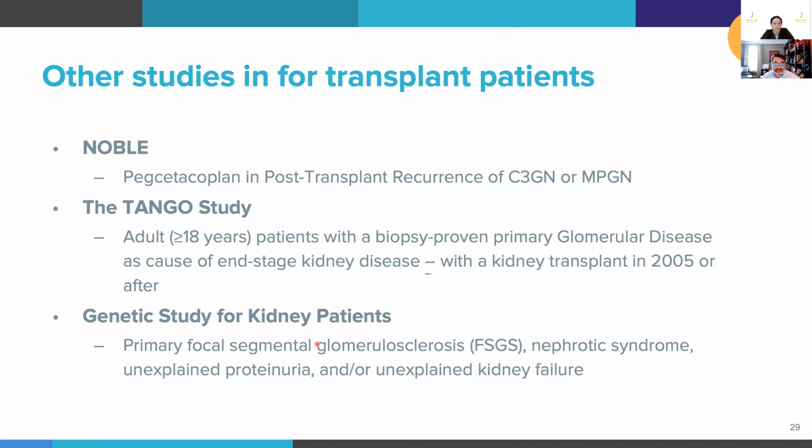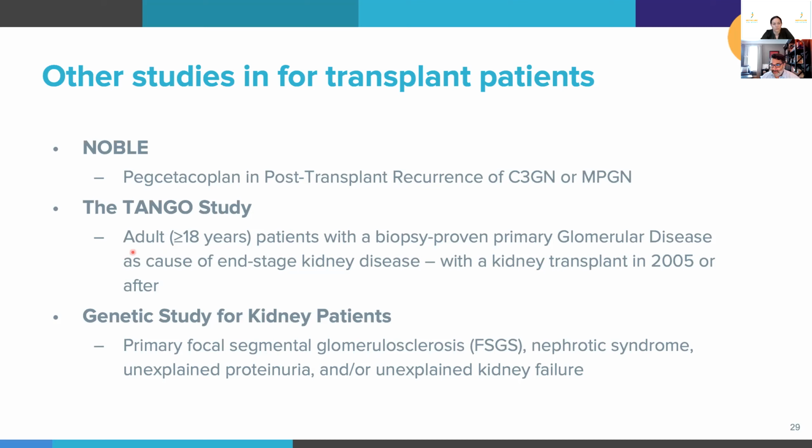There are a couple other studies. One is a drug called pegcetacoplan that's being looked at for transplant recurrence in patients with C3GN or MPGN. I mentioned to you the TANGO study. I think this is going to be really informative for us understanding how patients with glomerular disease do post-transplant. So if this happens to be you, I would highly encourage you to look at trying to enroll in this. This is not a drug study. They're just asking for a blood sample to try to understand what things are noticeable in the blood before people develop a recurrence or after they develop a recurrence.